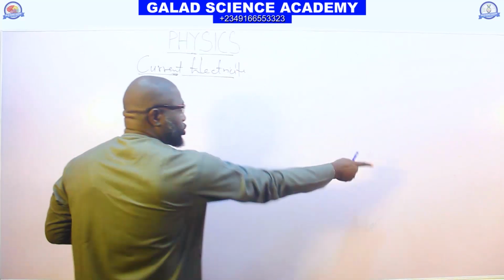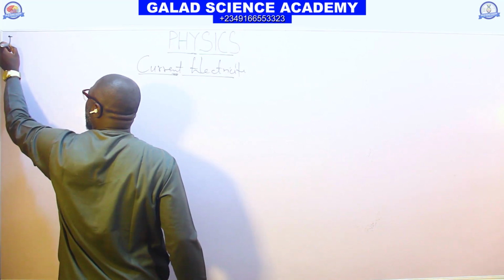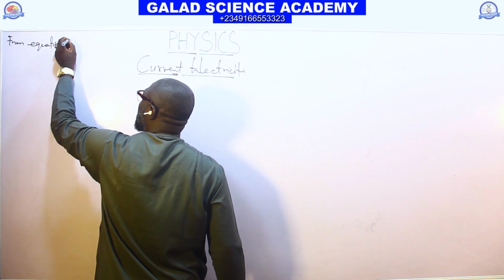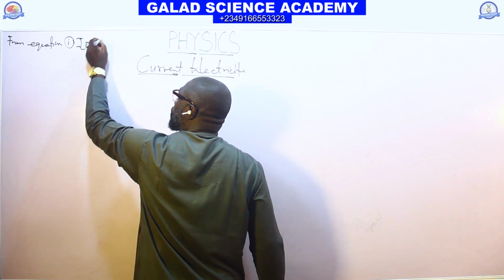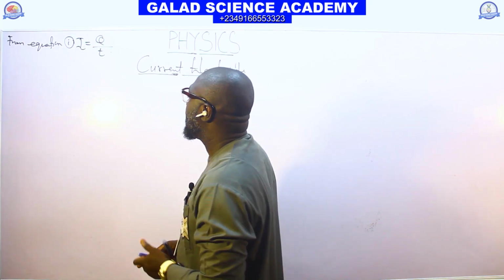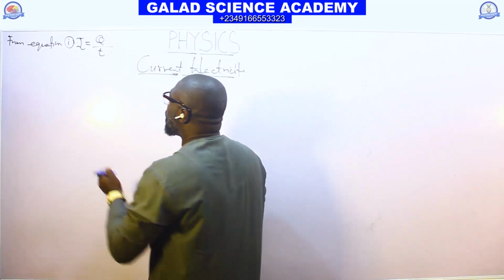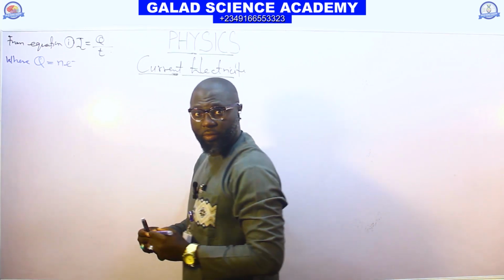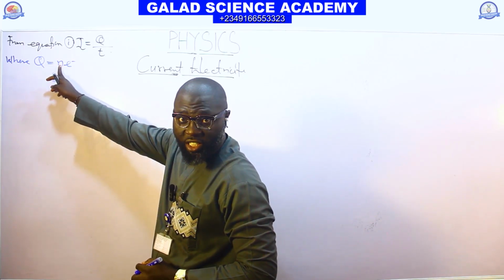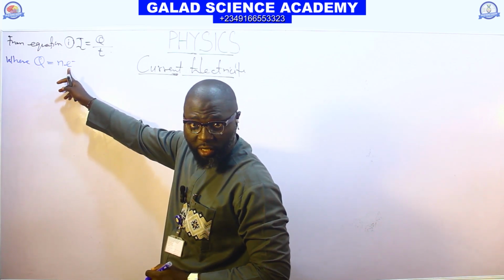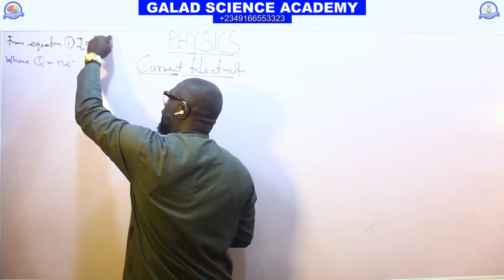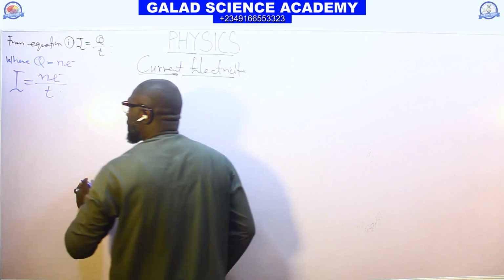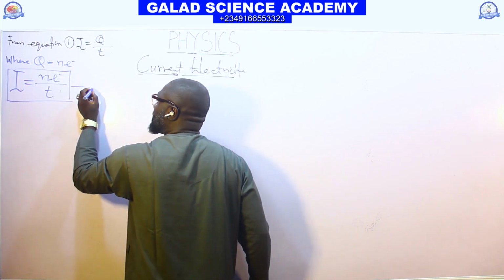Before we solve questions, let me add to equation 2. From equation 1, I is equal to Q over T. We know that charge is quantized, so we can say Q is equal to NE, where N is the number of charges and E is the charge of an electron. Substituting for Q, I is equal to NE over T. This is another way of expressing current. Call it equation 3.